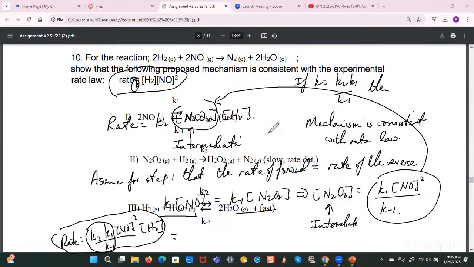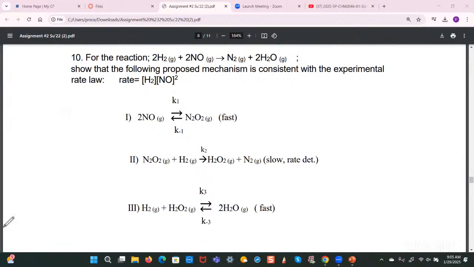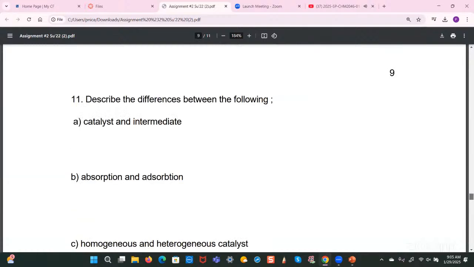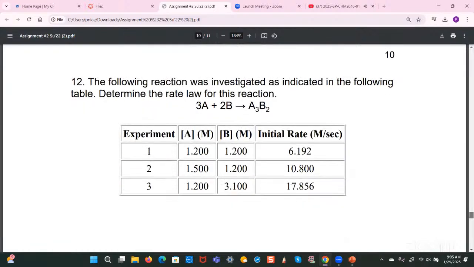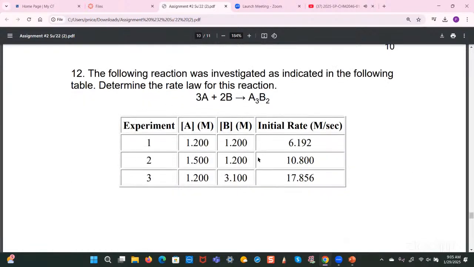I'm going to leave the last set of questions for you to do on your own. Let me clear this here. These are basically asking you to describe the difference between different terms that we covered. All right? And as I said before, this question here you don't have to do.